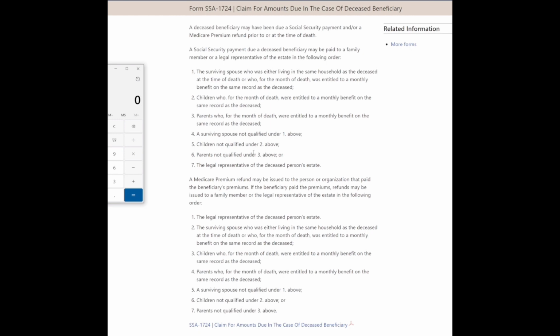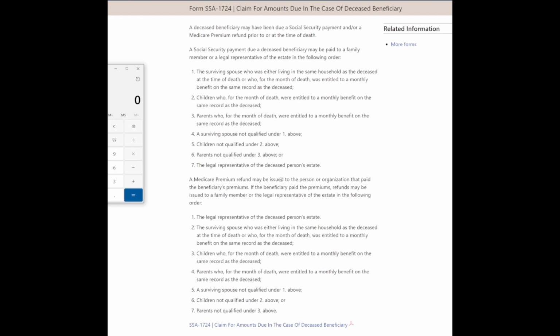Parents not qualified. So this would be if you weren't a dependent parent, you were just mom and dad, and maybe your son or your daughter passed away, and whether they were on disability or maybe you're elderly and they were on retirement benefits, and they were due a payment. And again, there's no surviving spouse, there's no minor children, there's no adult children, then you would be the person to file for this benefit. Or it's not really a benefit, it's an underpayment.